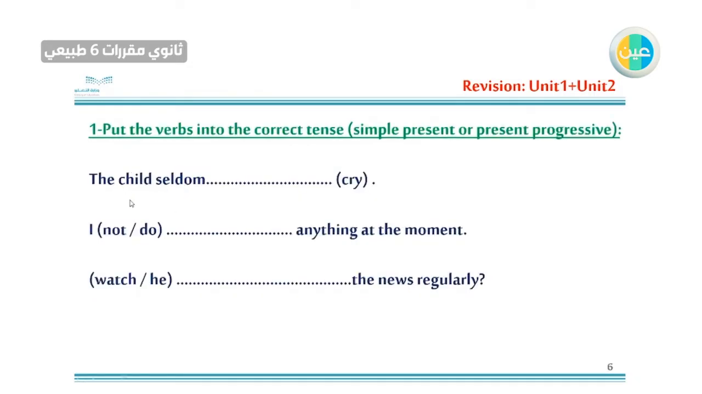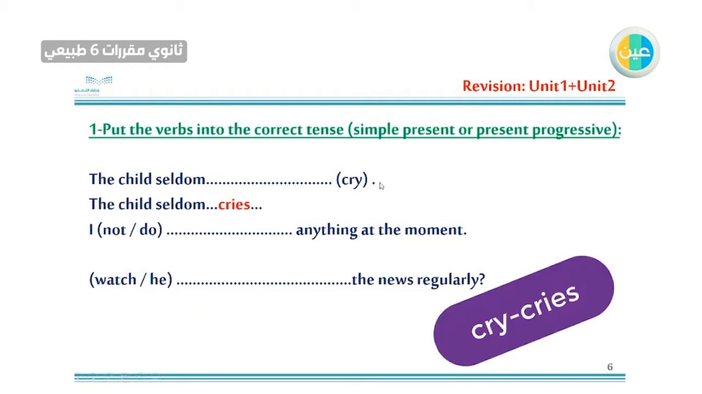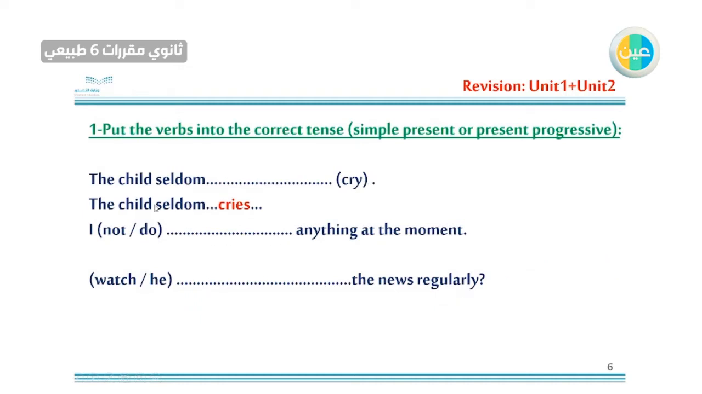Okay, the child seldom cry. Child, singular. Seldom tells us that we are talking about simple present. Adverbs of frequency like seldom, always, usually, often come with the present simple. So the child cries. Notice that we delete the y, then add i-e-s: cries. Because the child is singular. The child, singular; children, plural.